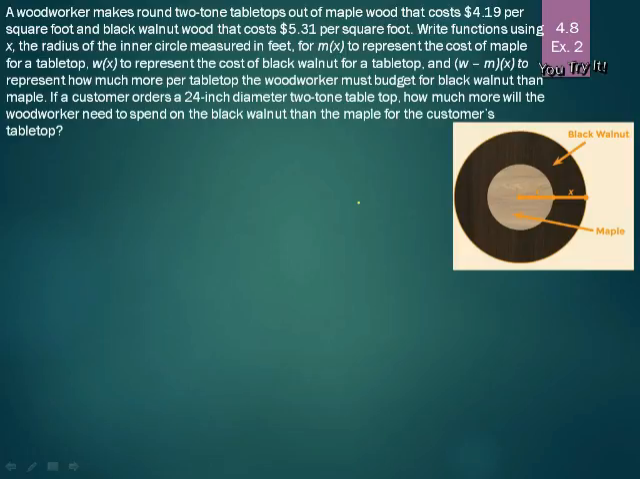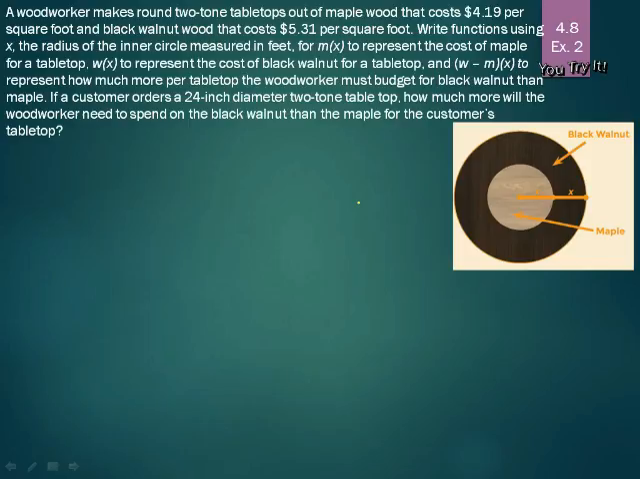w minus m of x to represent how much more per tabletop the woodworker must budget for black walnut than maple. If a customer orders a 24-inch diameter two-tone tabletop, how much more will the woodworker need to spend on the black walnut than the maple for the customer's tabletop?